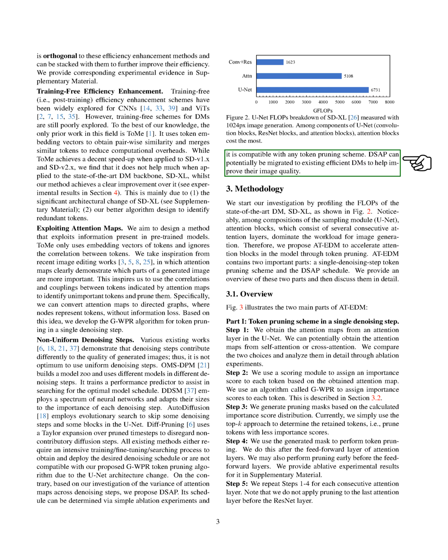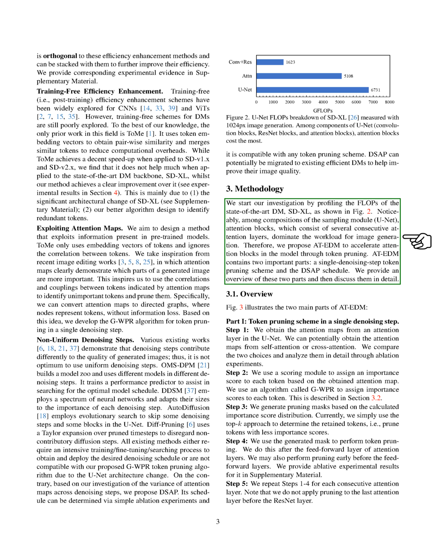Section: Methodology. In this section, we begin our investigation by examining the computational operations, FLOPs, of the advanced DM model, SDXL. We observe that within the sampling module, UNet, attention blocks, which are made up of multiple attention layers in a row, are the main contributors to the workload for generating images. To address this, we introduce AT-EDM, a method to speed up attention blocks in the model through token pruning. AT-EDM consists of two key components: a token pruning scheme in a single denoising step and the DSAP schedule. We will provide an overview of these components and then delve into a detailed discussion.